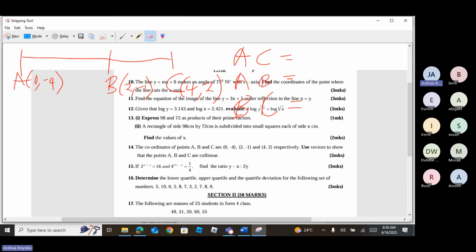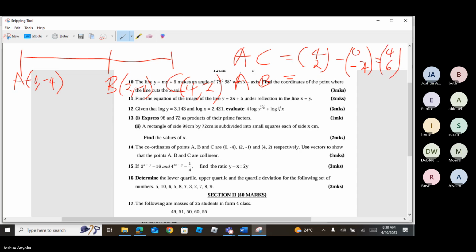We only need 2 vectors. So let us work with vector AC and vector AB. So come up with the 2 vectors. Vector AC is point C in column form minus point A in column form. A is (0, -4). And then we have our column vector (4, 6).